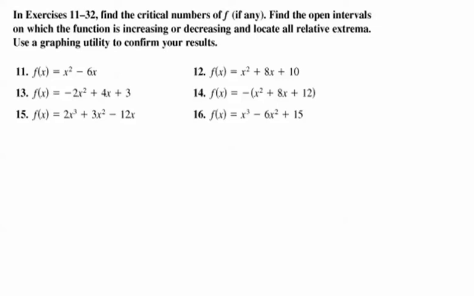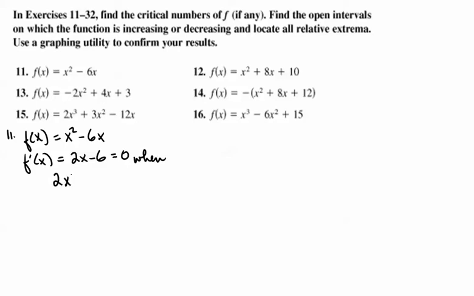So we start off with number 11. f of x is equal to x squared minus 6x. First thing we're going to do is find the first derivative, 2x minus 6. We're going to set that equal to 0, and we get 2x is equal to 6, or x is equal to 3.